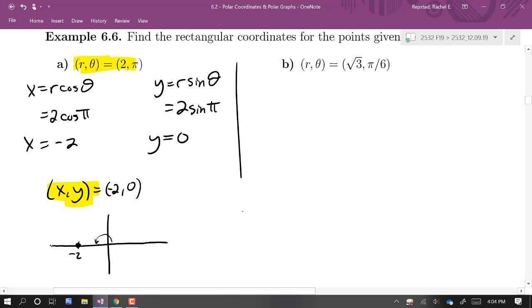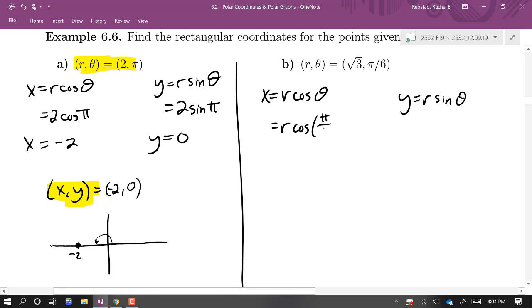And so for this next one, the polar coordinates are √3 and pi over 6. So again, I'm just starting at x equals r cosine theta, y equals r sine theta, and then we plug stuff in. So r cosine pi over 6, we know what it is, √3 cosine pi over 6. And √3 sine pi over 6.